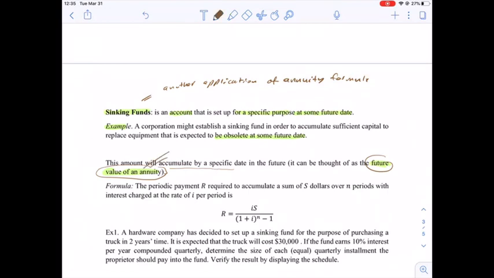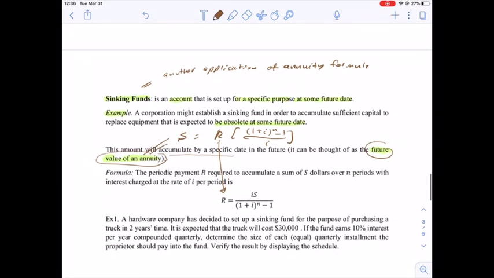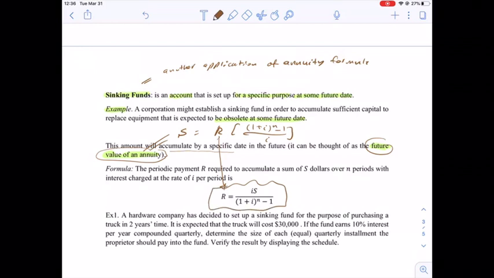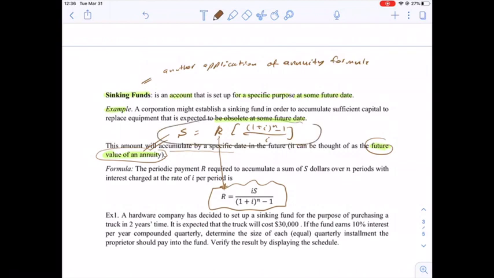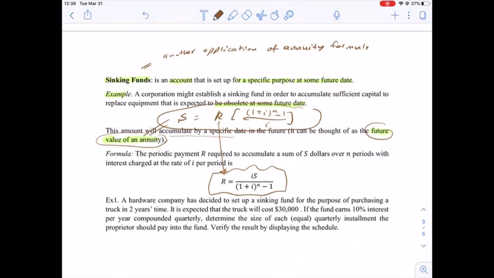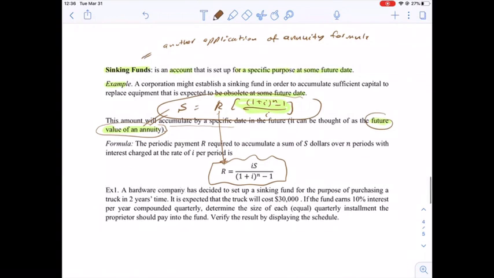If you remember, for the future value of an annuity, you have S equals R times 1 plus i raised to the power n minus 1, all divided by i. This formula gives us the future value of an annuity. Now solving for R, as we did for amortization, we get R equals iS over 1 plus i raised to the power n minus 1. I mean, divide both sides by this expression, simplify, and you get this formula.